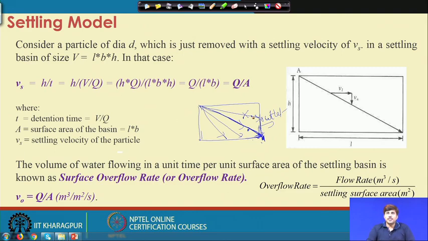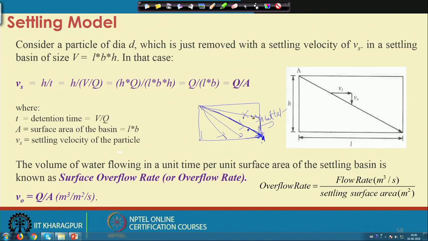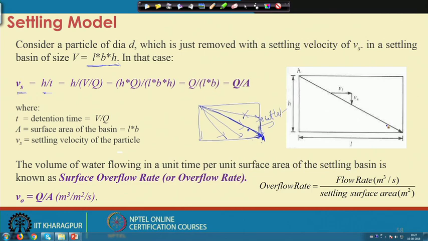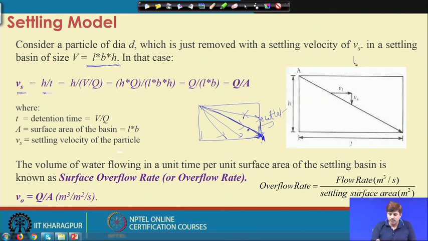So, if a particle is just removed with a settling velocity Vs, then if we see the settling basin which is of size L, b, h, the length of the basin is L, height is h, and of course, the third dimension, width, which is not visible, will be b. So, what would be the settling velocity of the particle? If we see the downward velocity, the settling velocity through which it has settled, the particle has spent, let us say, t time in the reactor.